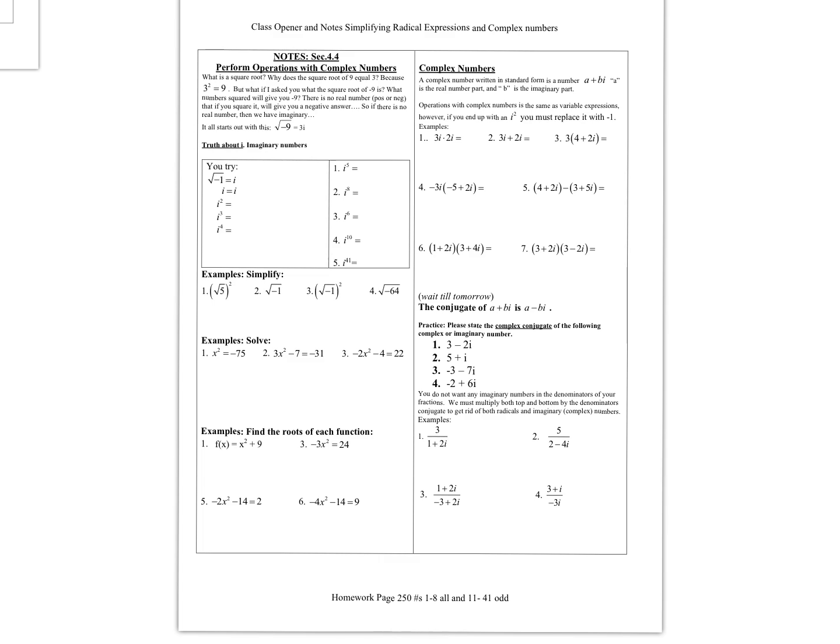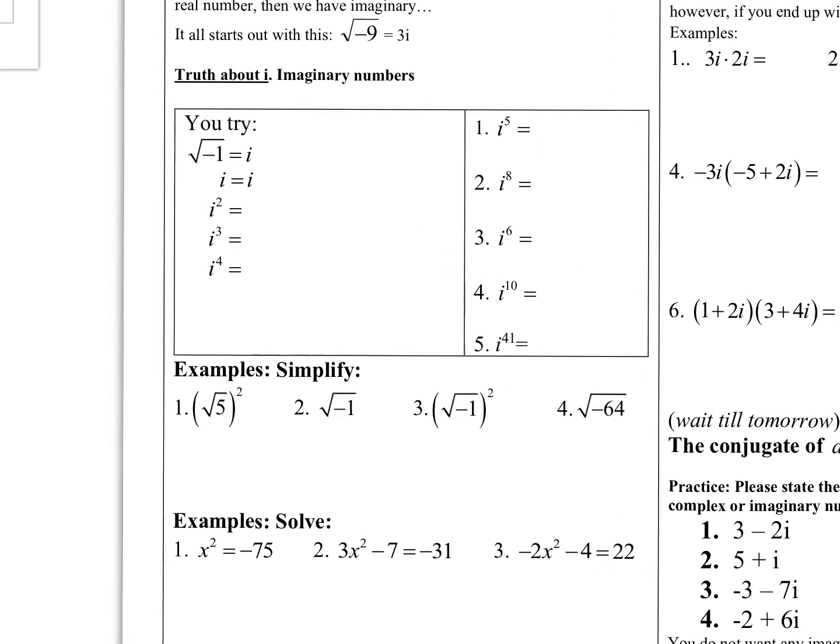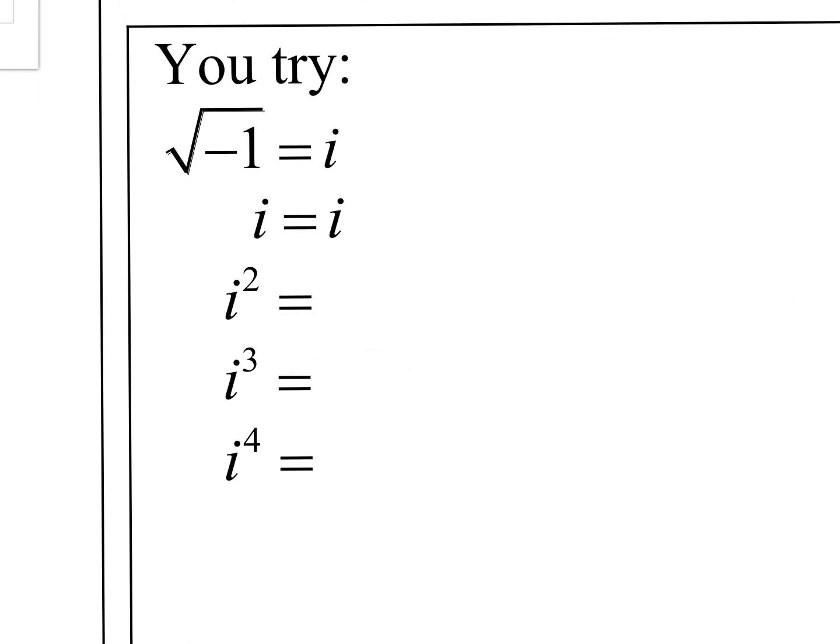Yesterday, we went over these rules of imaginary numbers. We learned that the square root of a negative number becomes imaginary. And we learned that cycle: i equals i, then i squared ends up being a negative 1. Then i to the third really ends up being a negative i, and i to the fourth ends up being a positive 1. Okay.